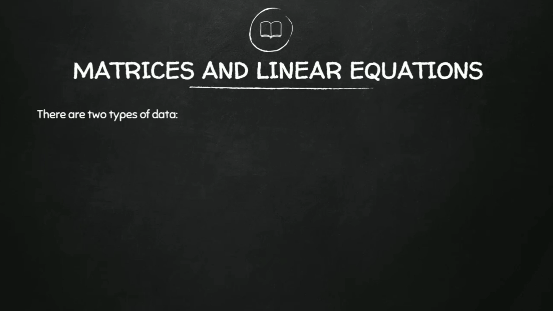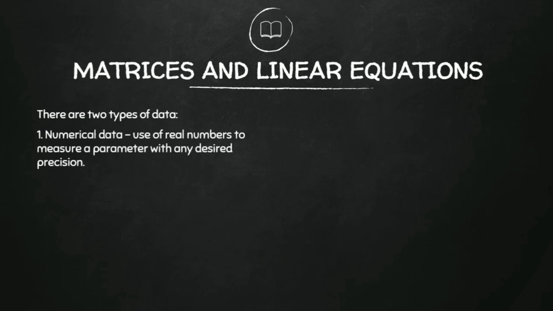The first one is numerical data, which uses real numbers to measure a parameter with any desired precision. This is also called quantitative data. Examples would be height, weight, and age.